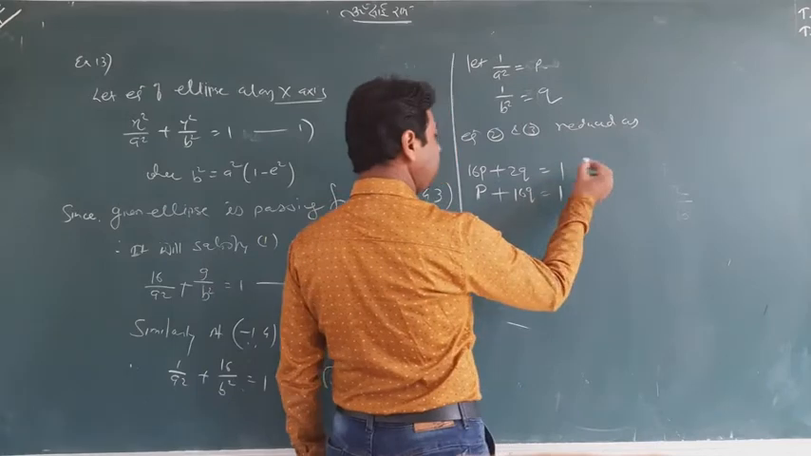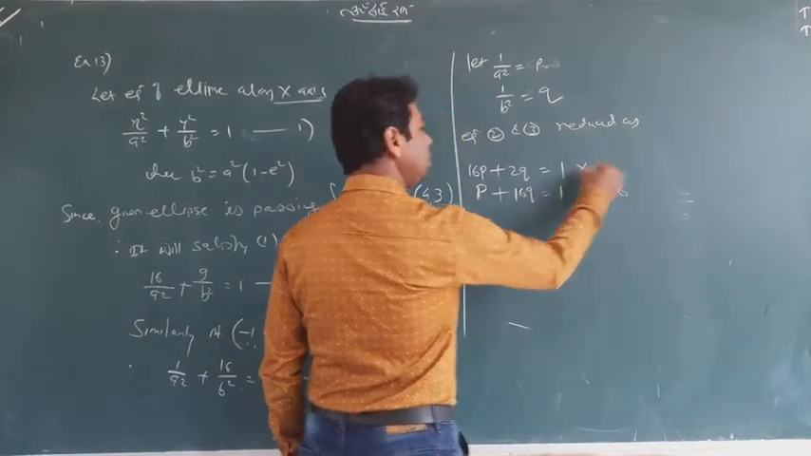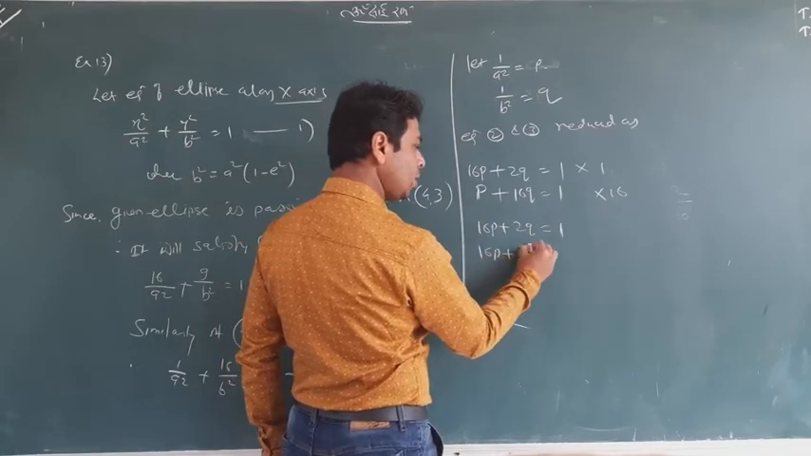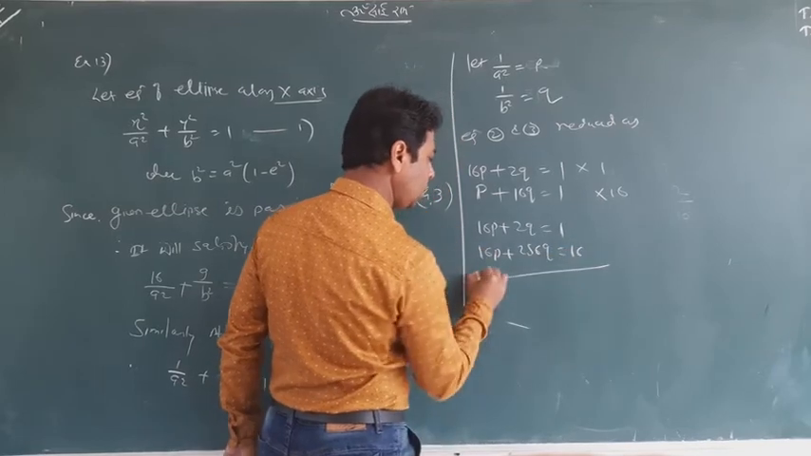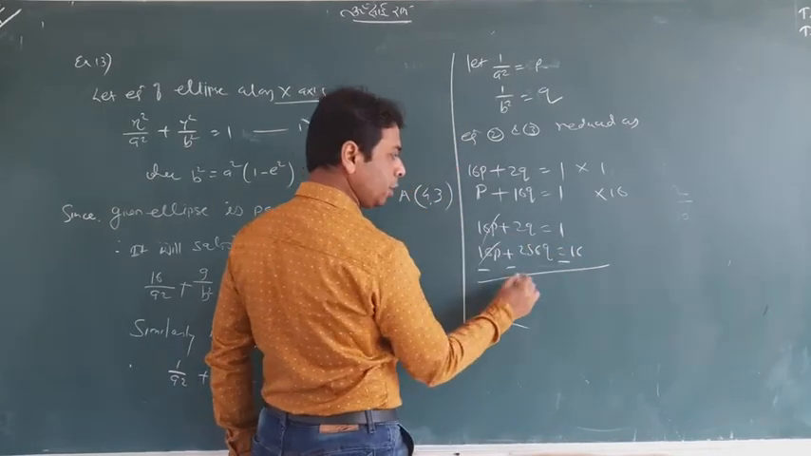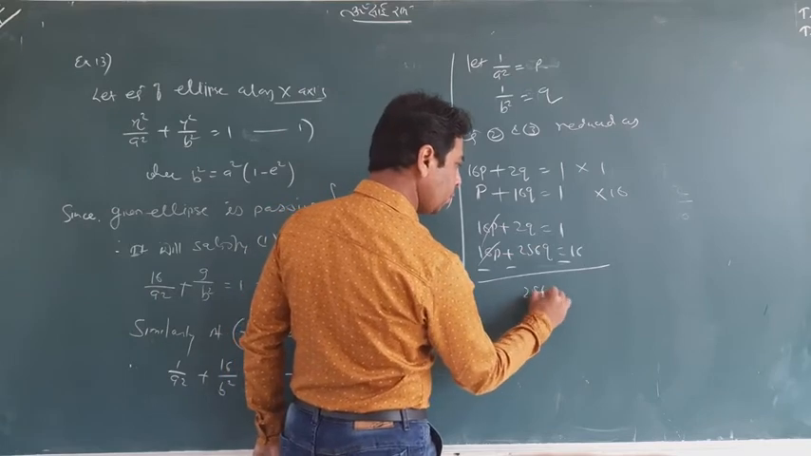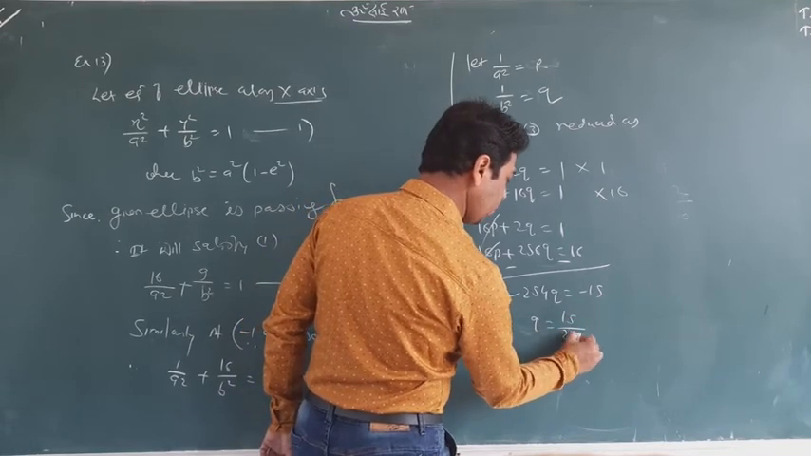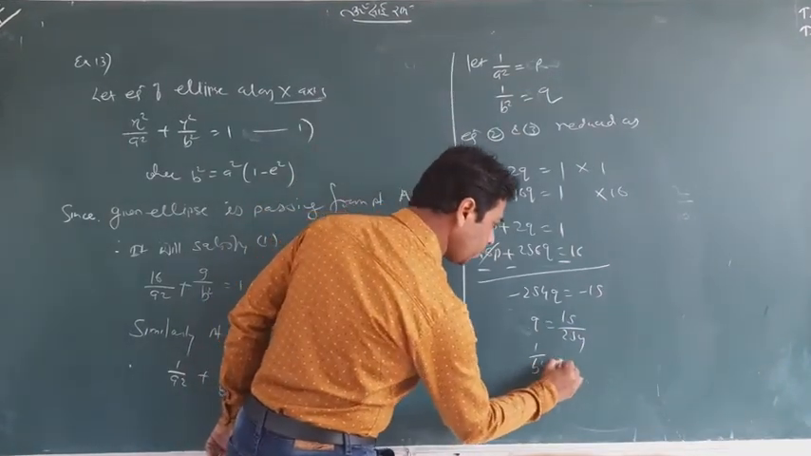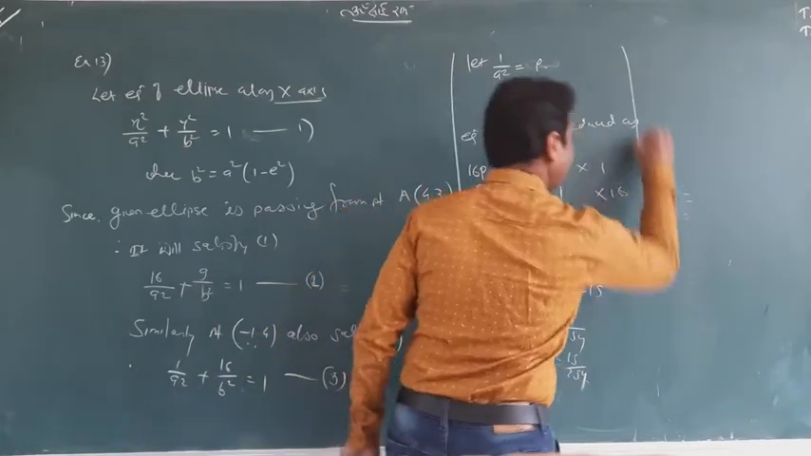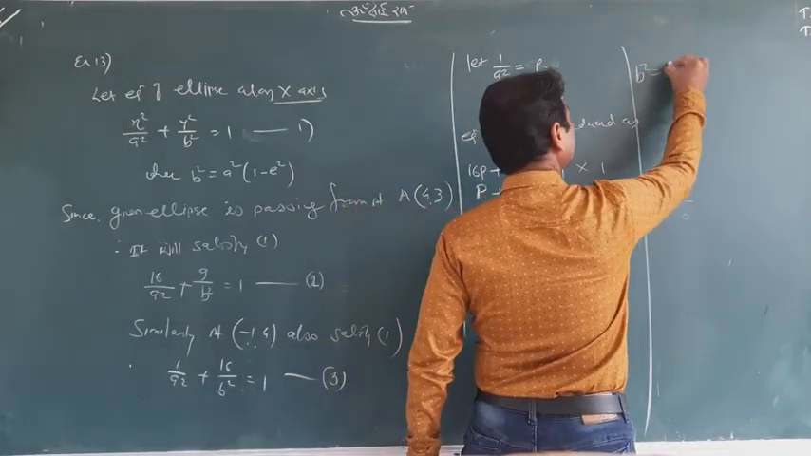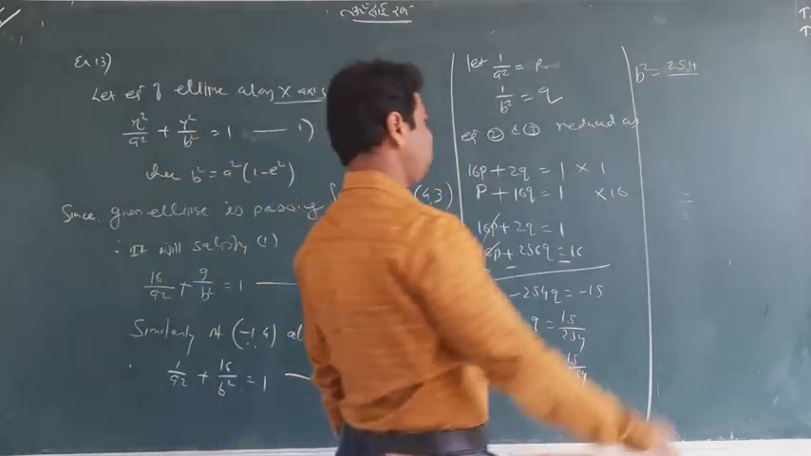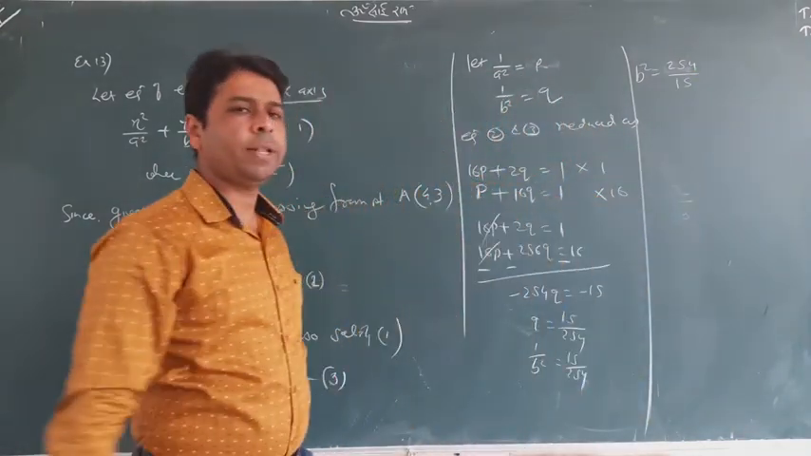So I'll multiply by 1 and by 16. It's going to be 16p plus 9q equal to 1, and 16p plus 256q equal to 16. Subtracting, 16p cancels, and this is going to be 247q with minus sign, equal to minus 15. So q is 1 by b square, equal to 15 upon 247, and lastly b square will be 247 upon 15. This is the value of b square.